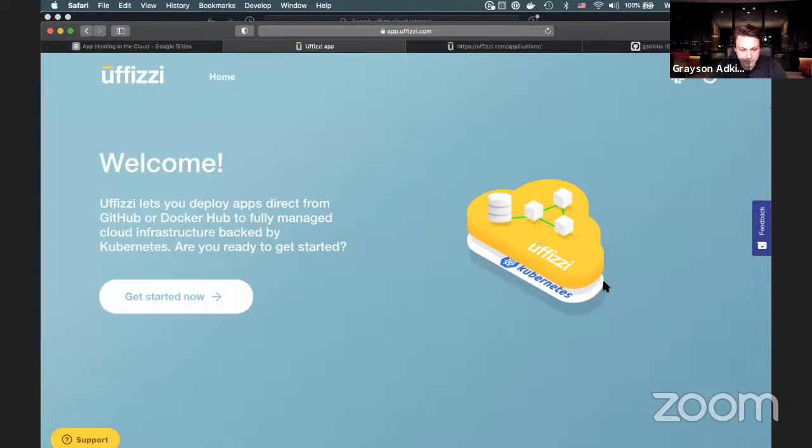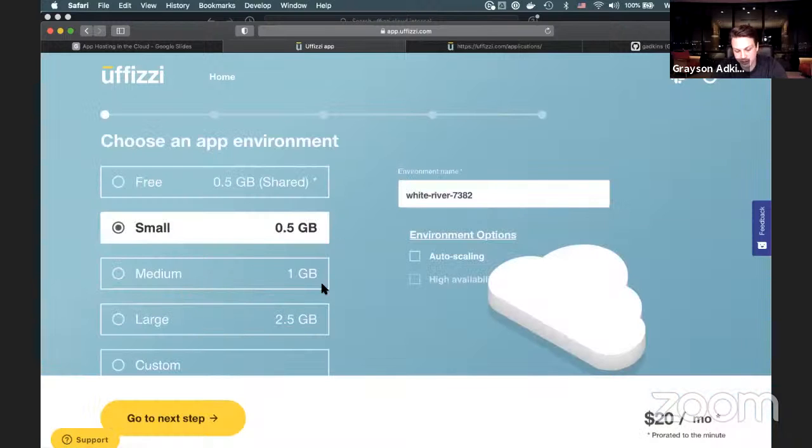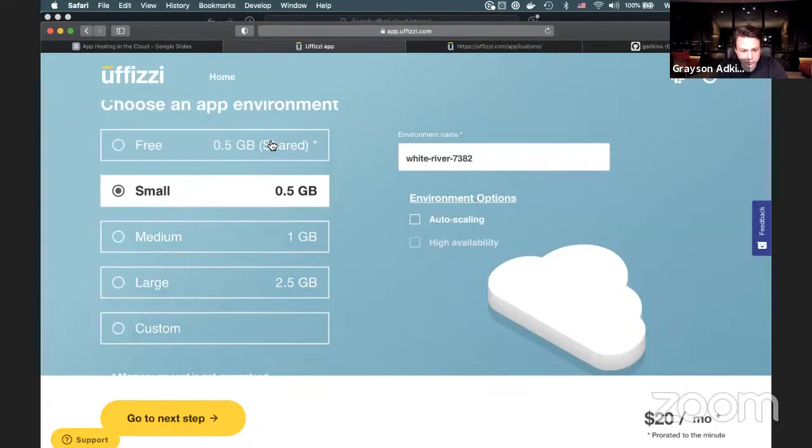As we kind of mentioned, Uffizzi lets you deploy apps direct from GitHub, and we're backed by Google Cloud and Kubernetes. So you're getting a lot of those automation features that we talked about. Here you can choose an app environment, free, or you can choose one of these larger ones. You have the option of enabling auto scaling or high availability. This is just a checkbox, which does affect the price, but it will be automatically set up for you.